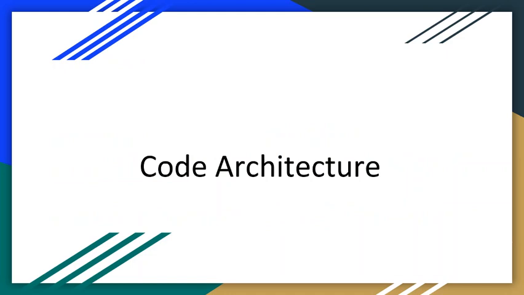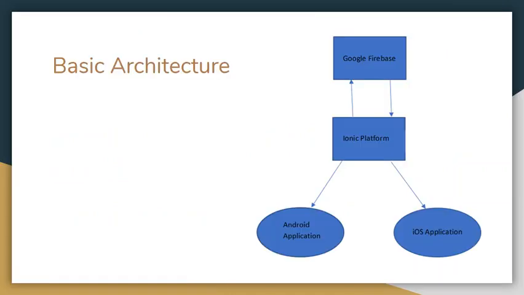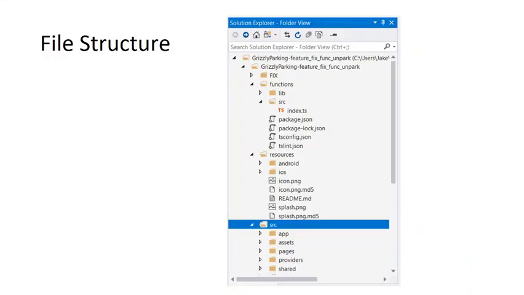Some of the code architecture that we have: this is the basic architecture where most of the development is done in the Ionic platform. From the Ionic platform, we communicate with the Google Firebase database for things like authentication and storing data. And then in Ionic, we'll break that down into both an Android and an iOS application. This is the file structure used with the application. It's pretty much a standard Ionic application with a resource folder that breaks down into separate Android and iOS files, and a source folder that has all the pages, apps, and components.